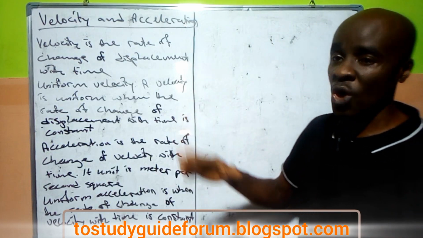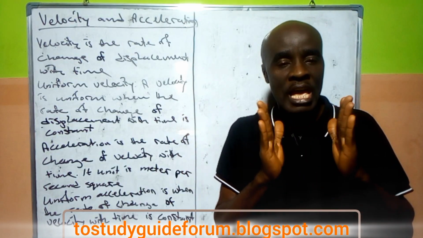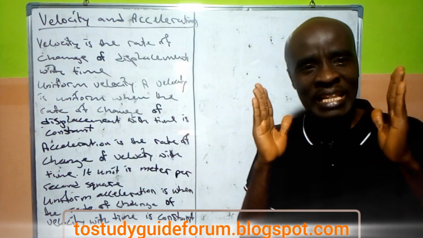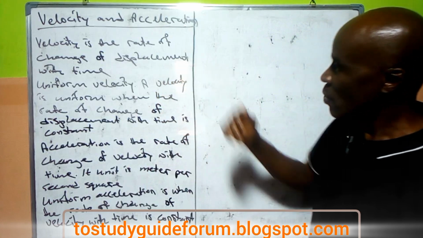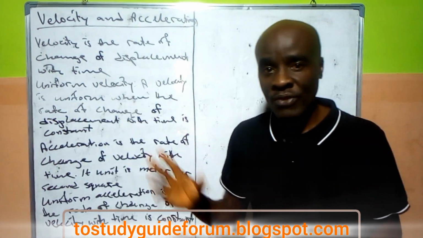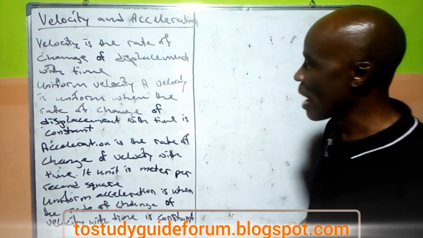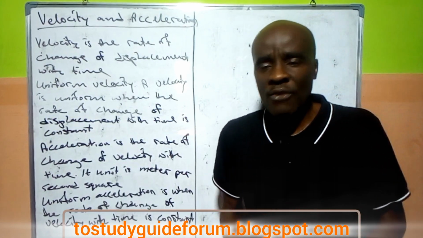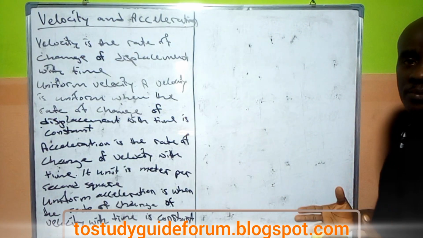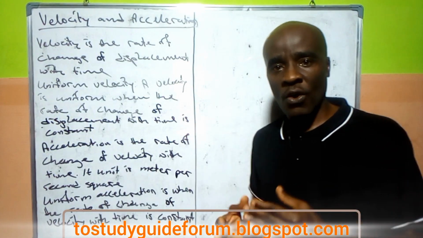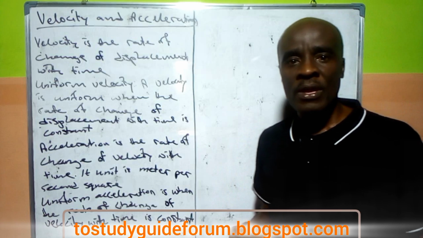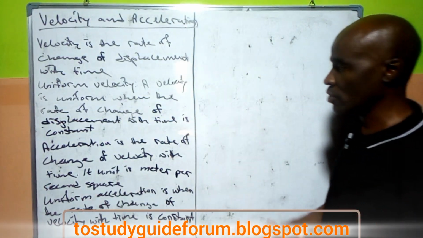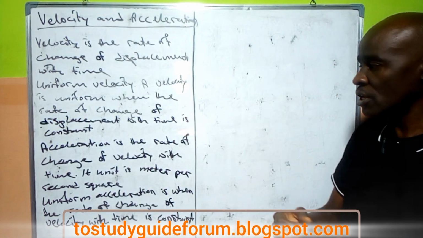That's why velocity always deals with displacement, that is the distance in a specific direction, or to a specific point. That is the major difference between what? Velocity and what? Speed. Now we can have uniform velocity. Uniform velocity is when the rate of change of displacement with time is constant. When it's constant, we say what? Uniform velocity. Another one we're going to be talking about is acceleration.